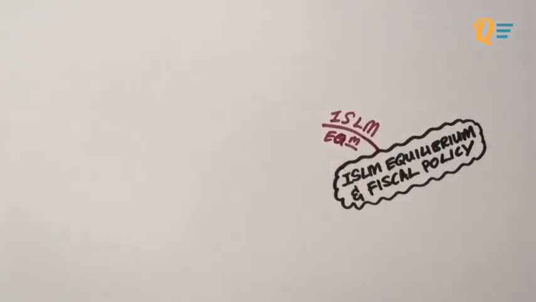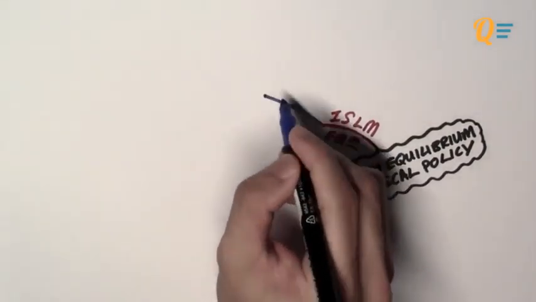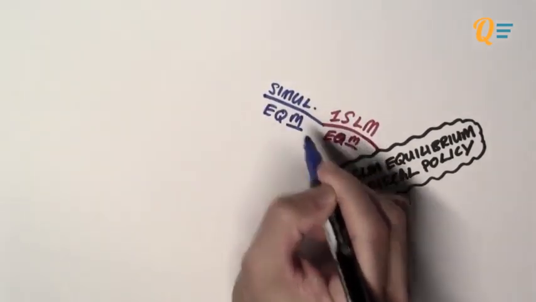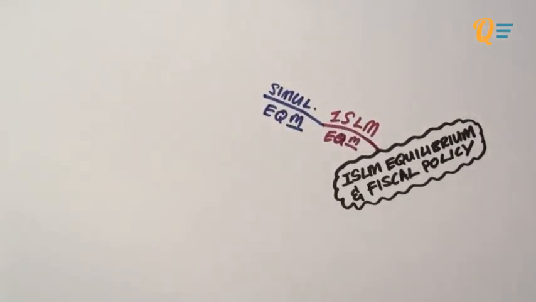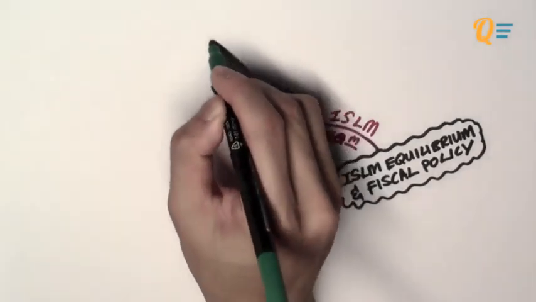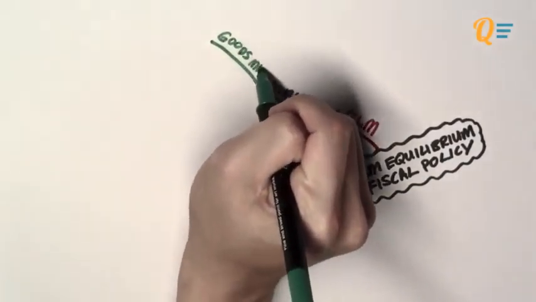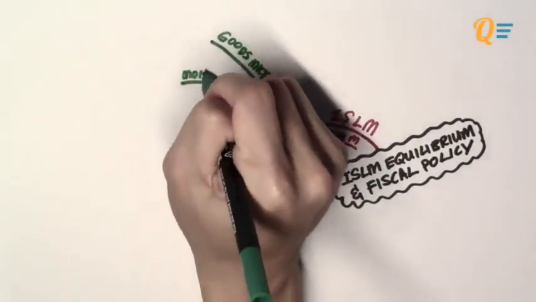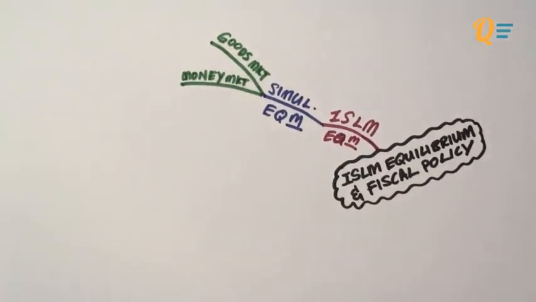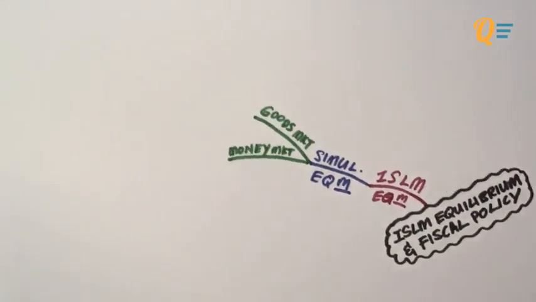In order to have this equilibrium in the ISLM model, you're going to need a simultaneous equilibrium happening in two different markets. The first market is the goods market, and the second market is your money market. Okay, so let's do a quick recap on how we graphically represent each of these markets.